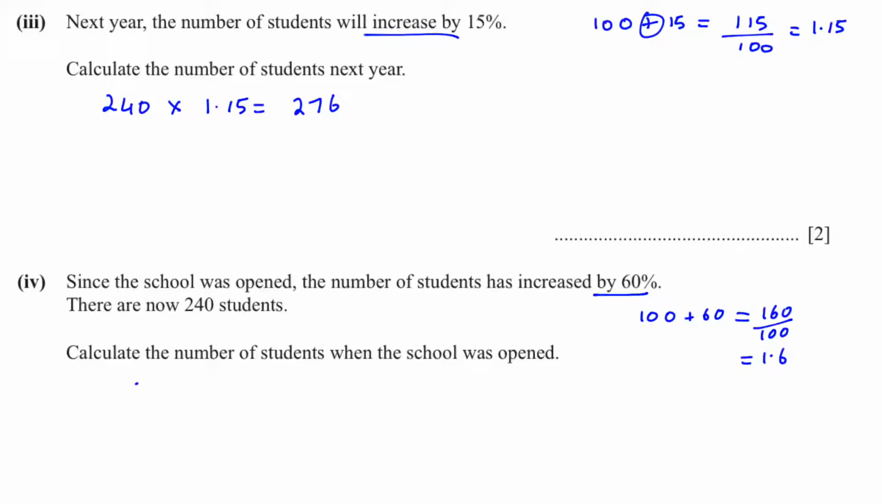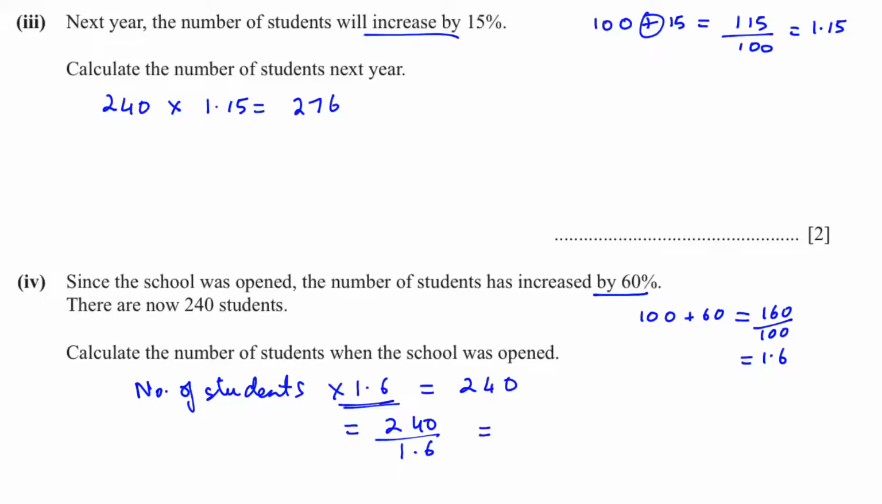The number of students when the school opened multiplied by 1.6 gives us 240 students now. Therefore, the number of students times 1.6 is equal to 240. This is a multiply. When I bring to the other side, it will be a divide. 240 divided by 1.6, 150 students.